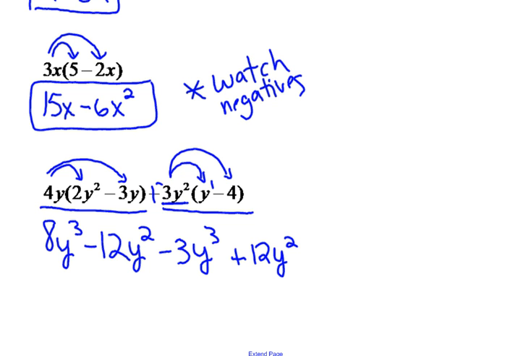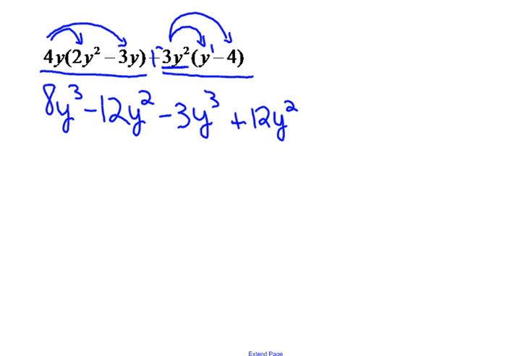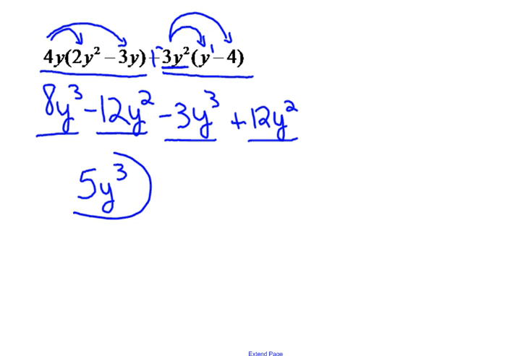Now once we do this, we want to look and make sure there's nothing we can combine. Do we have any like terms? And on this one we do. We have 8y cubed and negative 3y cubed. That's 5y cubed. Negative 12y squared and positive 12y squared add to 0. So we're left right here. No equal sign, no need to solve. I don't want to know what y is. You just have 5y cubed.